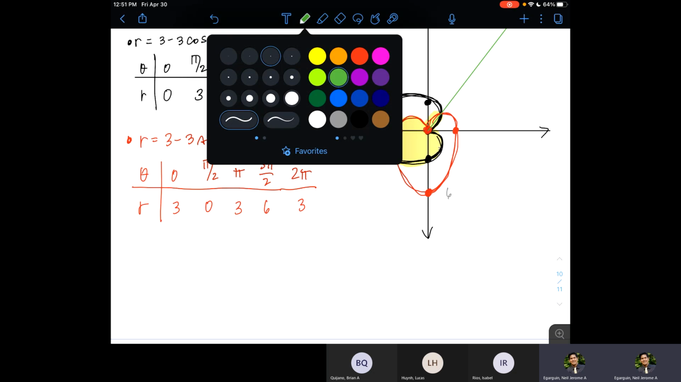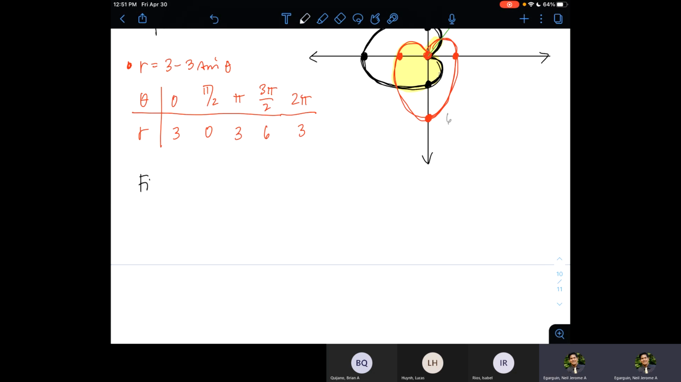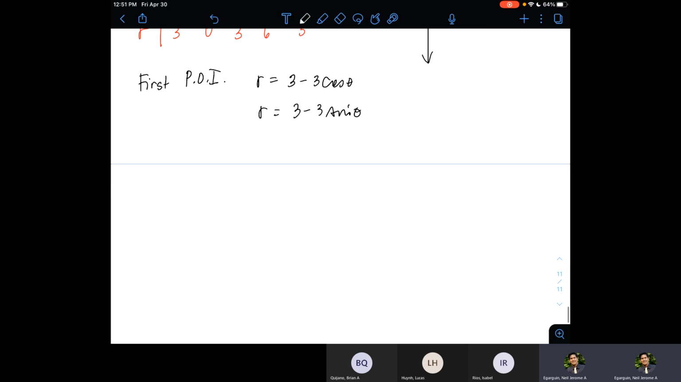Now, what's the first point of intersection? Well, it's important, so let's solve for it. The first POI. Actually, I'm running out of time. Perhaps let's continue it next time. You can try or start trying to find the points of intersection. For this one, r equals 3 minus 3 sine theta. So here you'll see that we'll have the equation 3 minus 3 cosine theta equals 3 minus 3 sine theta. So solve for theta. And then let's continue the solution on Monday.